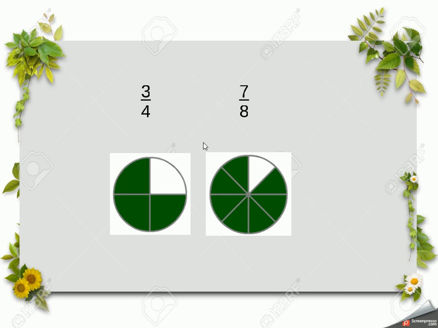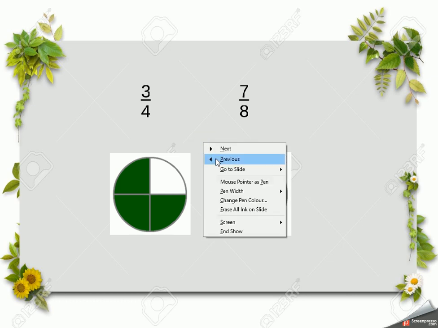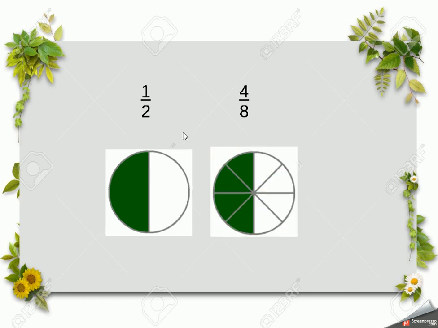Well, if I change the half into 8s, it would become 4 of these pieces, 4/8. So the half is the same as 4/8, and now I can compare them. 4/8 is the same as 4/8, it's obviously the same.